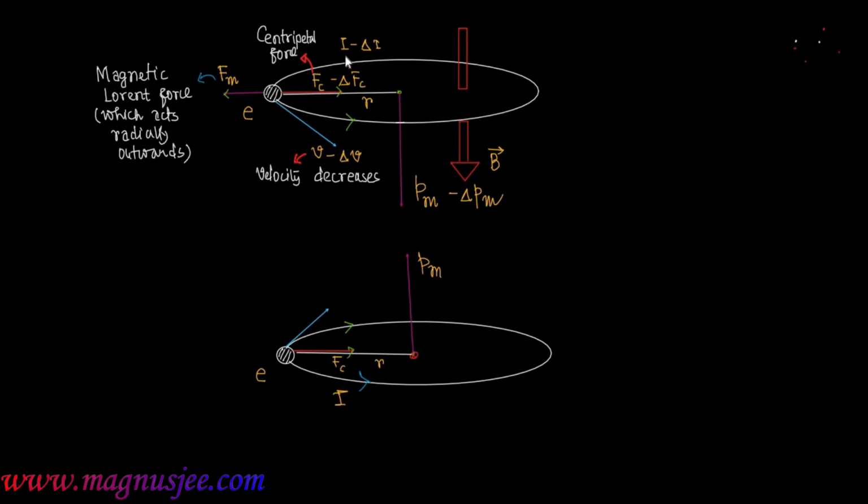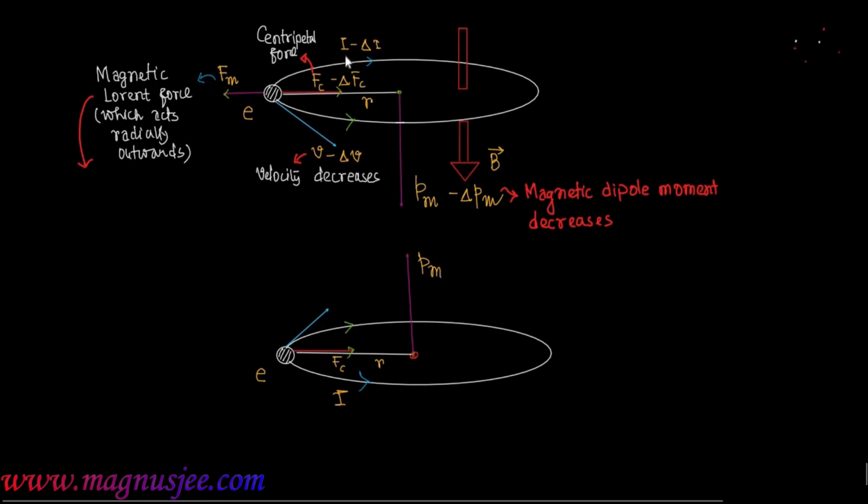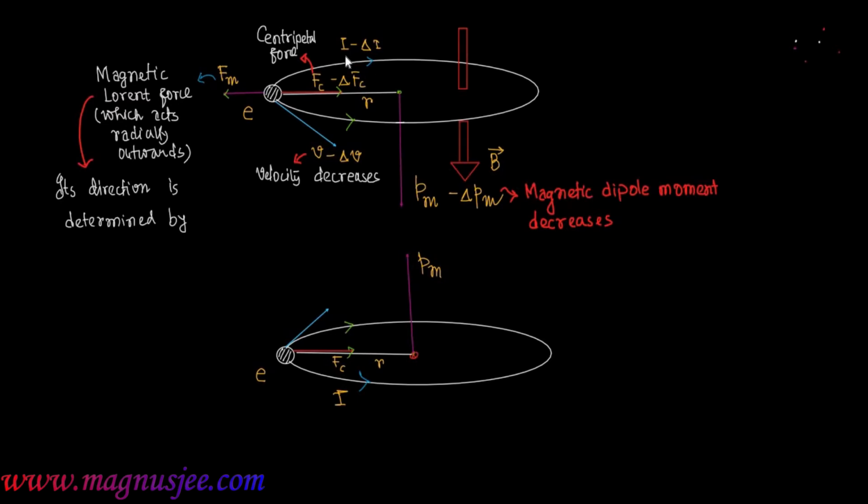Now the direction of the magnetic Lorentz force is determined by using Fleming's left-hand rule, and PM minus delta PM is the final magnetic dipole moment. This magnetic dipole moment decreases due to application of the external magnetic field B on this diamagnetic substance. The direction of the magnetic Lorentz force acting on the electron is determined by using Fleming's left-hand rule.